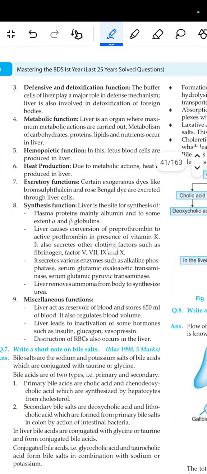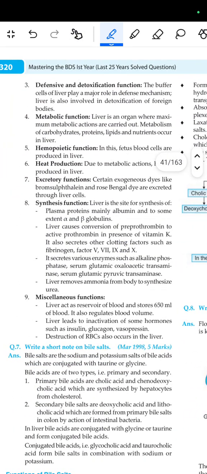Next is the defensive and detoxification function. The Kupffer cells of the liver play a major role in the defense mechanism. The liver is also involved in the detoxification of foreign bodies. Metabolic function: the liver is an organ where the maximum metabolic actions are carried out. Metabolism of carbohydrates, proteins, lipids, and other nutrients occurs in the liver. Hemopoietic function: in the fetus, blood cells are produced in the liver. Heat production: due to the metabolic action, heat is produced in the liver.